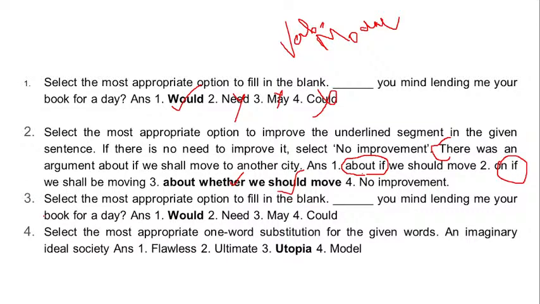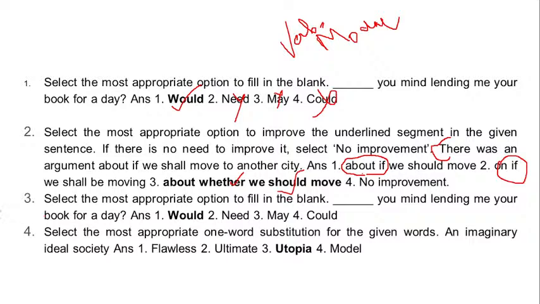Number 4 is important. Number 4 is a one word substitution, okay? Our one word substitution says an imaginary ideal society. So they need one word to describe this entire thing. Let's explore our options. Our first one is flawless. Flawless means something very different. Flawless is without any imperfections, without any fault. That won't apply to this particular context. Flawless is used in context for human beings.